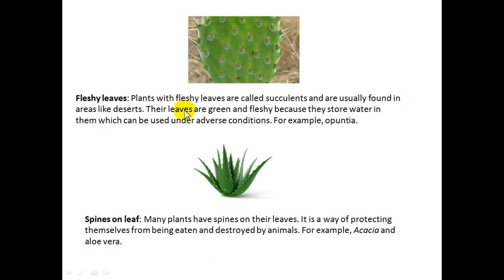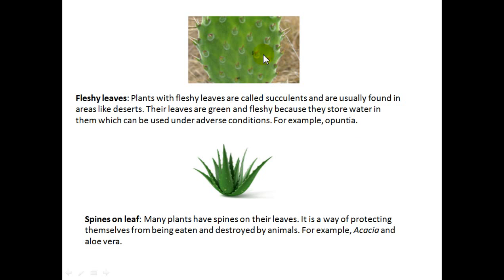Fleshy leaves. Plants with the fleshy leaves are called the succulent and are usually found in the area like deserts. Their leaves are green and fleshy because they store water in them, which can be used under the adverse condition. For example, Opuntia. You can see this is the picture of Opuntia. It is also known as Opuntia, and it's written here Opuntia.